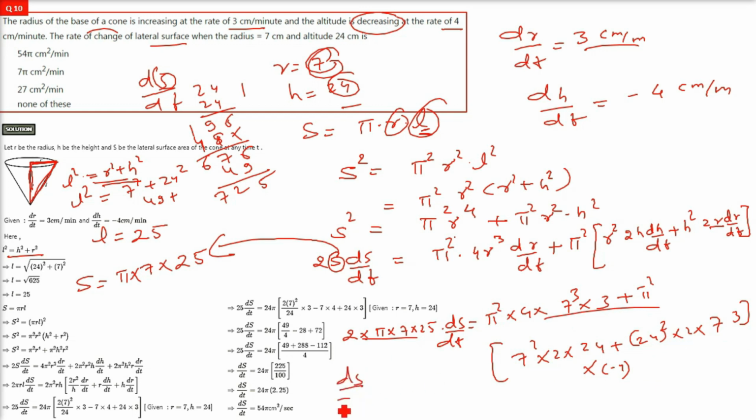So when you compute ds by dt, it's going to come as 54 pi centimeter square per second. In previous questions, if one value is not changing, you can directly put the constant or the value which is given in the question. But since here everything is changing, r, h, if they are changing, this is an indication that this L is also going to change.